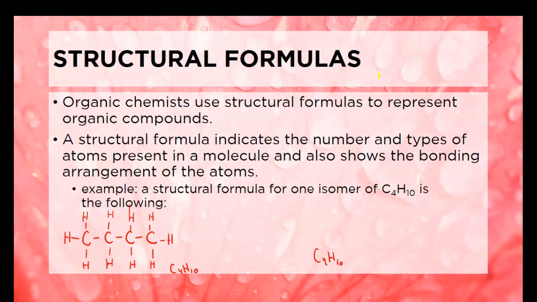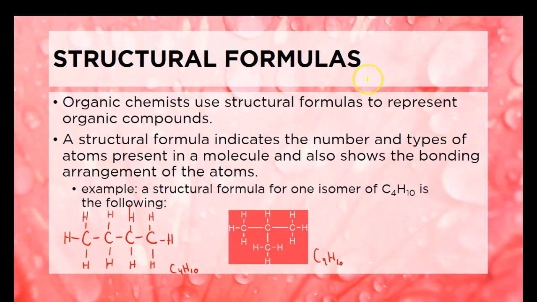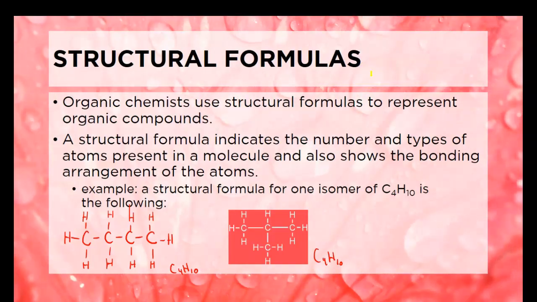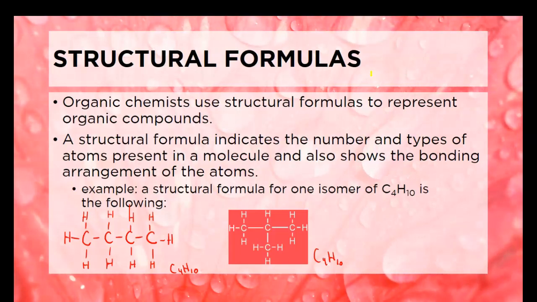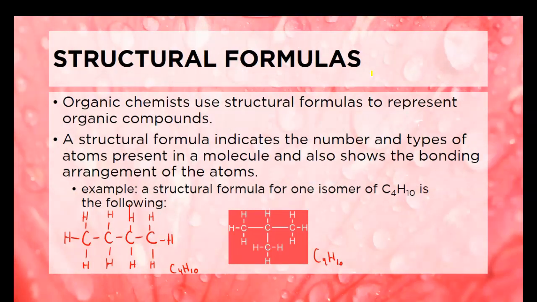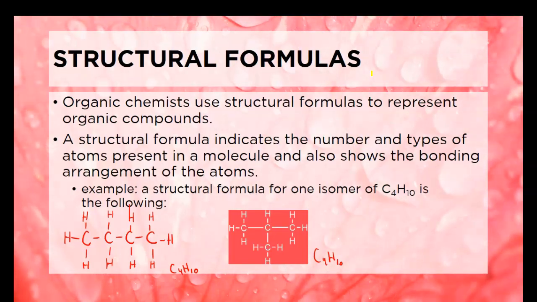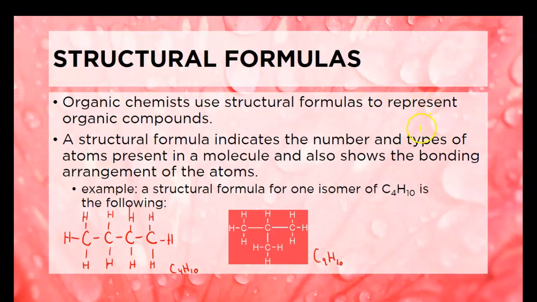We have a structural formula for an isomer of C4H10 shown here. I drew it one way with the 4 carbons all in a straight line with hydrogens all around surrounding it. You could also have a more of a T shape where the carbons form a T, and then you just surround all the extra remaining spots with hydrogens around each of the carbons.